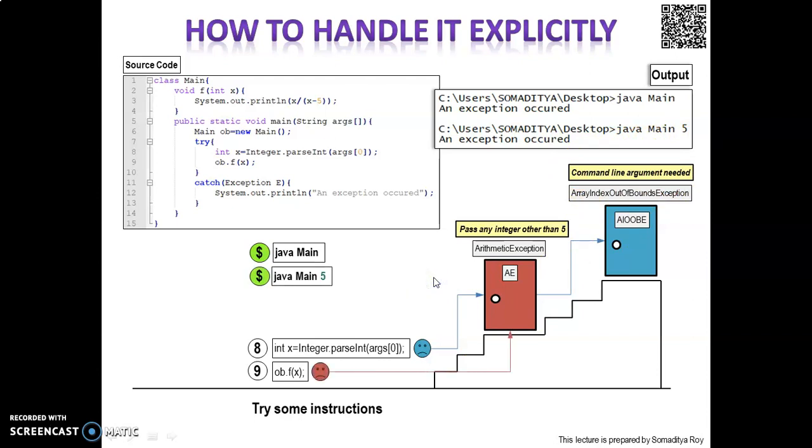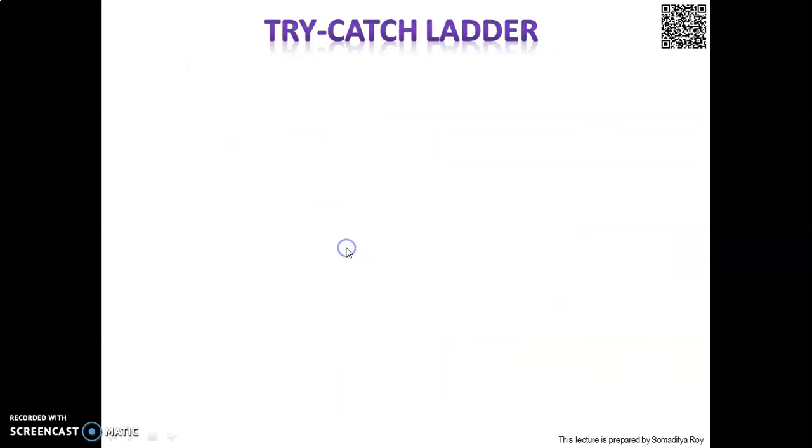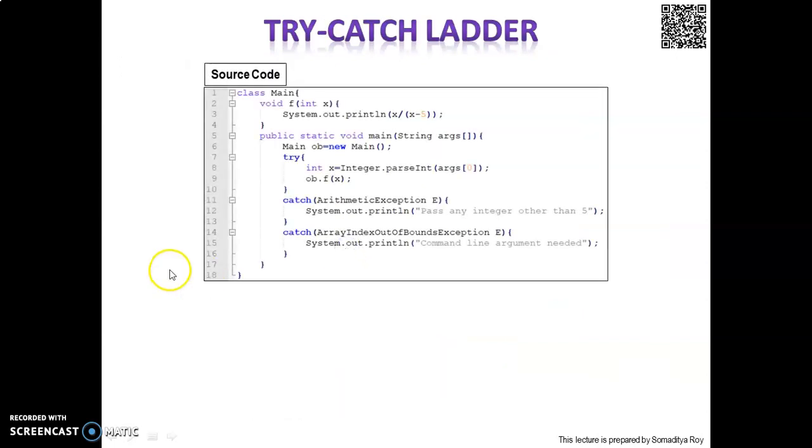On the other hand, when an arithmetic exception occurs, we will find the arithmetic exception door at the very beginning, and we are very much interested in that door, and we enter the door and finally handle that exception as press any integer other than 5. So Java did exactly the same. So let us see the code.